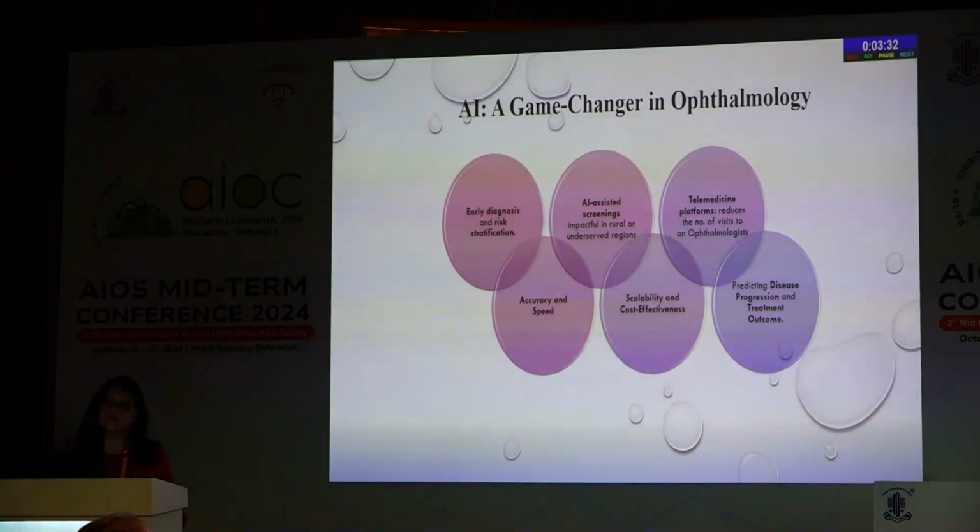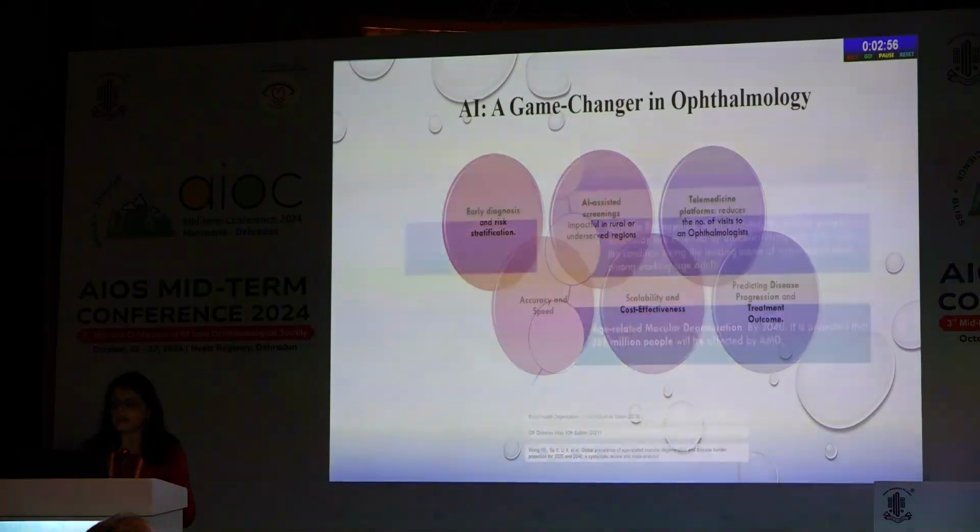So AI is a game changer in ophthalmology. It's a buzzword used everywhere nowadays. So what is this all about? There's early diagnosis and risk stratification. AI-assisted screenings are there. Telemedicine platforms have been formed. They are very accurate, and things are done with speed. There is scalability and cost effectiveness of this procedure. I don't know, in India we are yet to have a lot of machines, but in developed countries there's a lot of AI working for ophthalmology. It also helps in predicting the disease progression, treatment, and outcome.